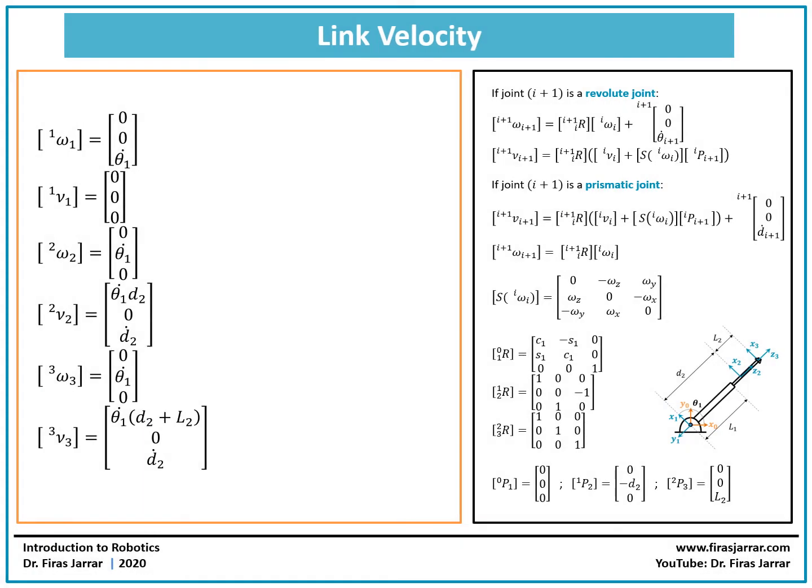So as a result, for this example, following the procedure propagating the velocity from i equals 0 to i equals 2, we were able to find the angular velocity and the linear velocity for each of link 1, link 2, as well as for the end effector. That's it for today.